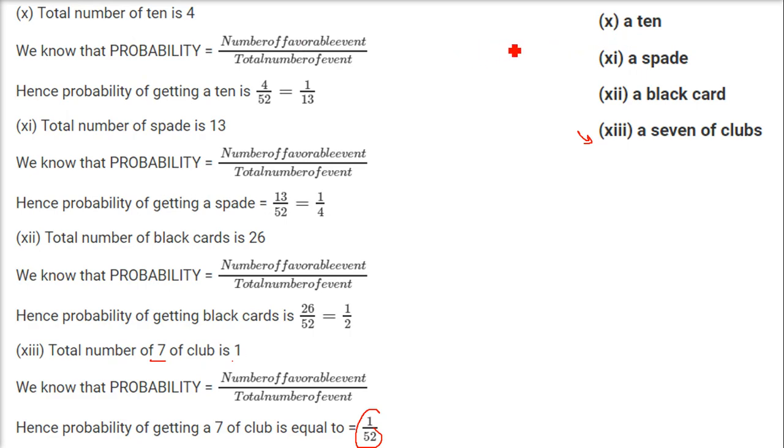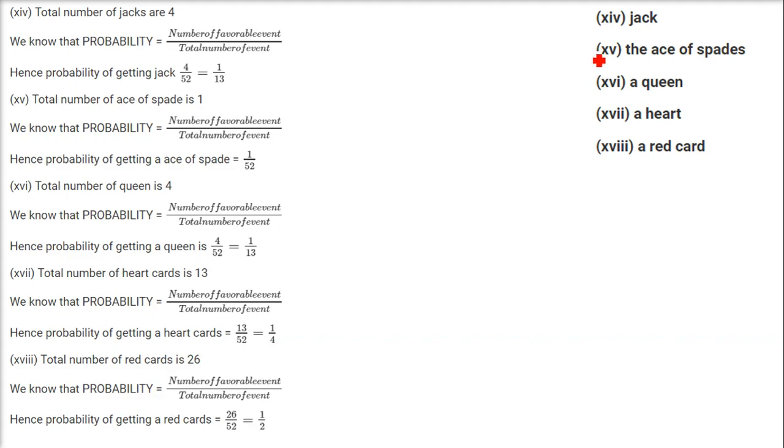Next is a 10. Every suit has a 10, so out of the 13 cards in each suit, we have 4 cards which have 10 on them. And 52 is the total number of cases. 4 by 52, 1 by 13, is the answer. A spade. How many spades are there? 13 spades, so 13 by 52 is the answer. A black card. How many black cards are there? 26, so 26 by 52. This we have already seen. Jack. How many jacks are there? In all the suits, we have 4 jacks. So 4 by 52 is the answer.